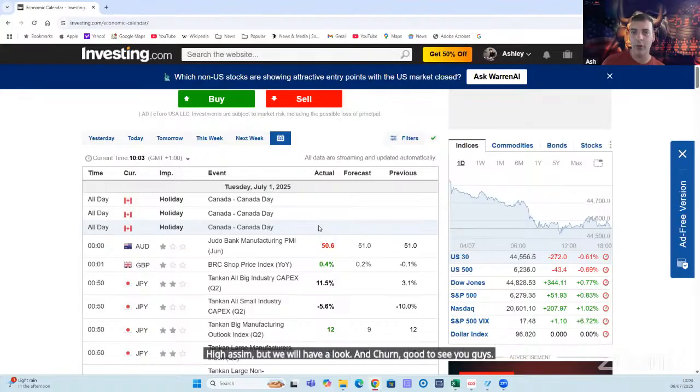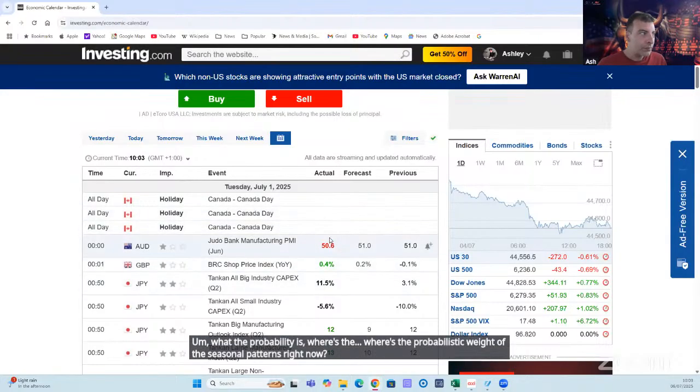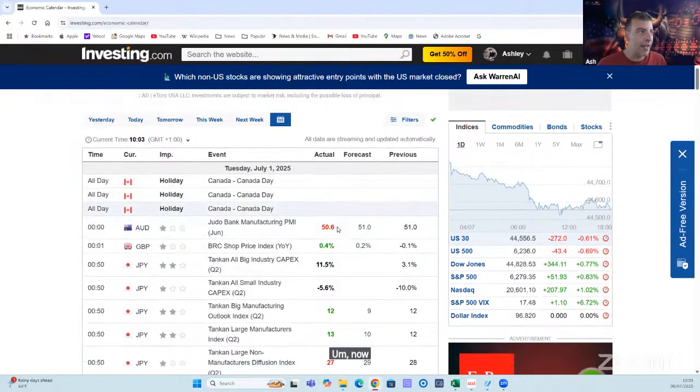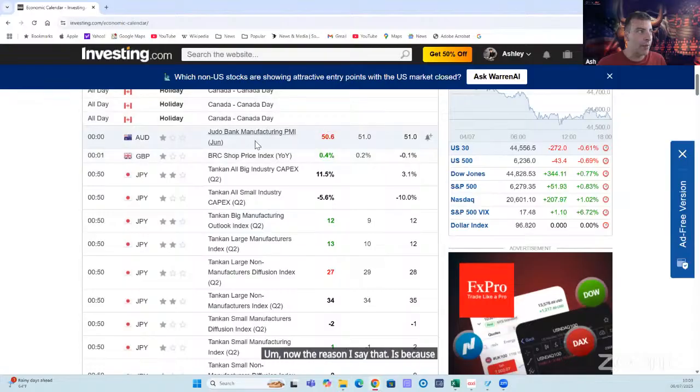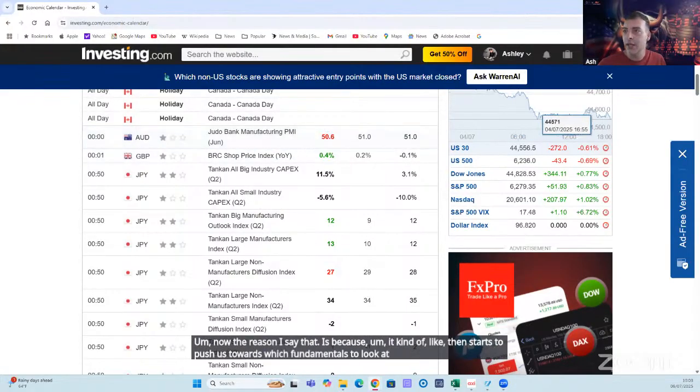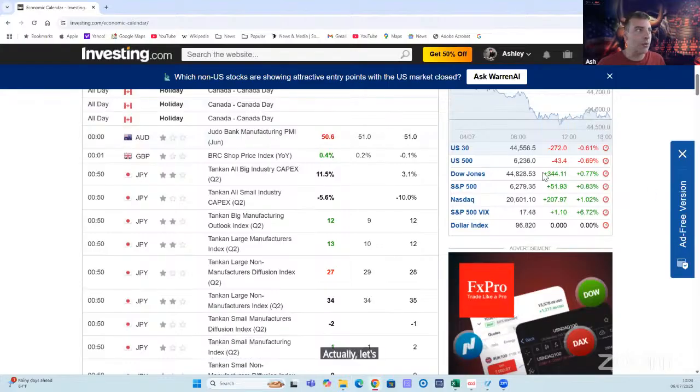We will have a look at what the seasonal charts are suggesting and what the probability is. Where's the probabilistic weight of the seasonal patterns right now? The reason I say that is because it then starts to push us towards which fundamentals to look at. So actually, let's just start with the seasonals, and I'll see if I can write it here.